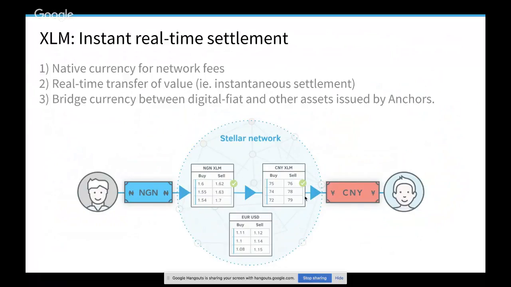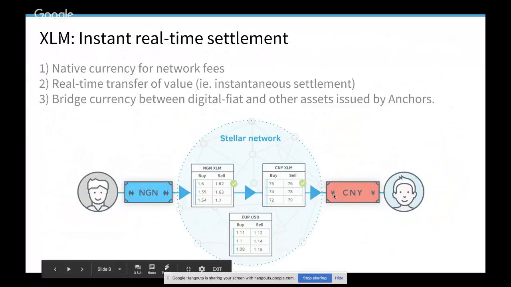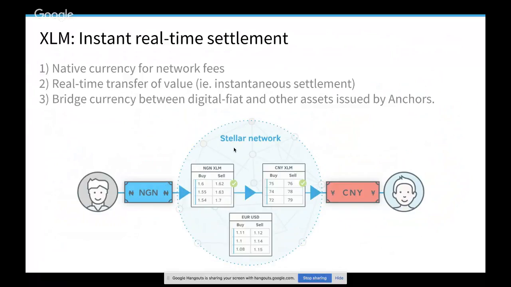And this transaction from Nigerian naira to Chinese yuan is executed in 3 to 5 seconds. It is fully settled and it's atomic. Atomic means it either succeeds or it fails. So you will only ever have Nigerian naira or Chinese yuan. There's no risk that you as the sender or receiver would ever be stuck with lumens. So this is really, really powerful.